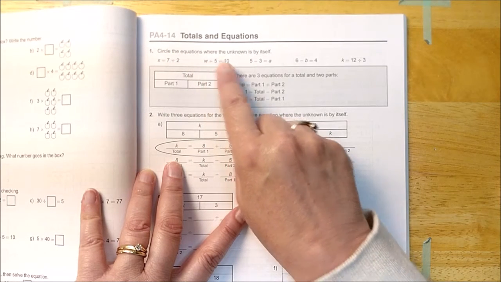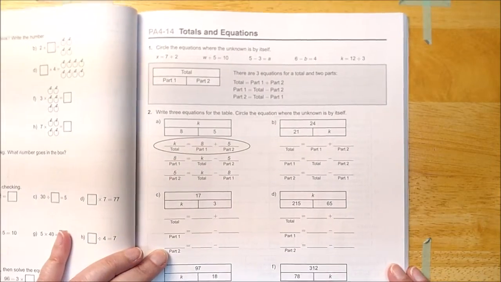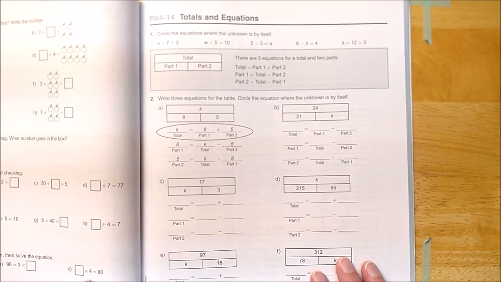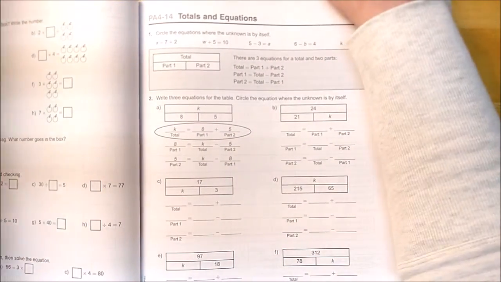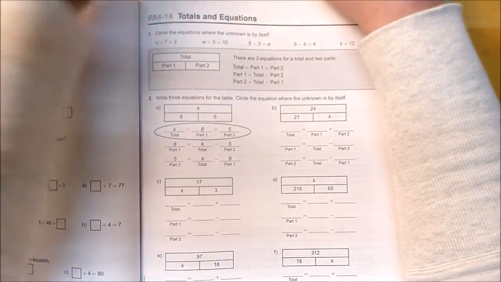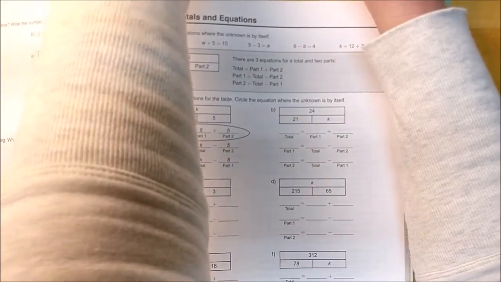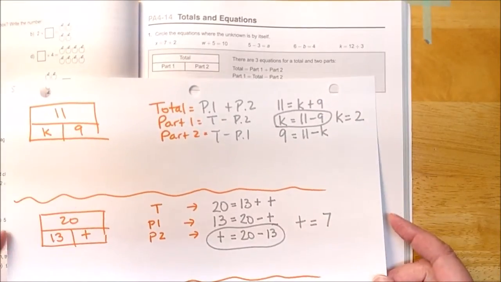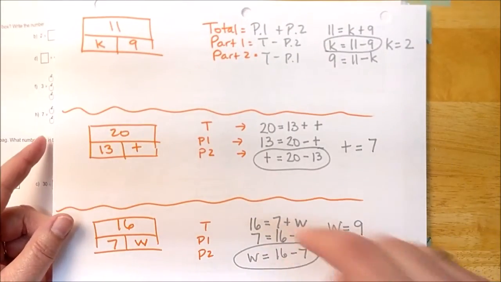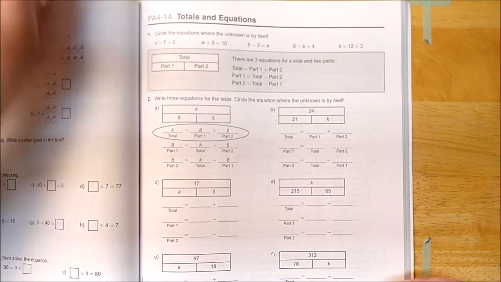No, so you would not circle it. So look at them. Where's the letter all by itself? Number 2. So this is exactly what we were doing earlier on this page. When we were doing this page, this is exactly what you're going to be doing now.